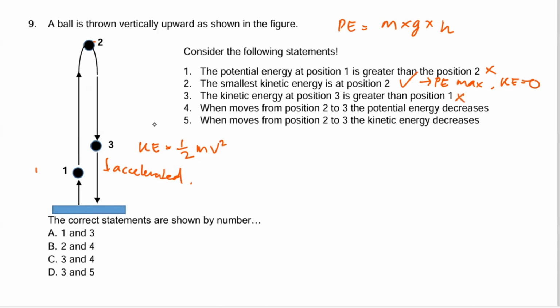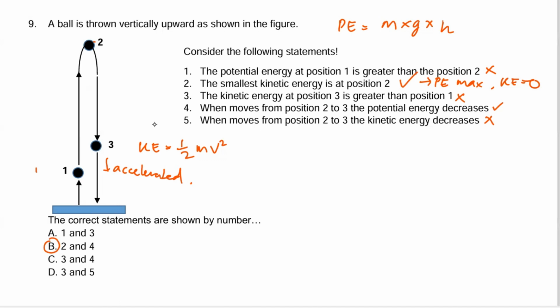So this is wrong. Then, when moving from position 2 to 3, the potential energy is decreased. Yeah, sure, because the potential energy is converted into kinetic energy. And then when moving from position 2 to 3, the kinetic energy is decreased. No, the kinetic energy is actually increased because the potential energy is changed into the kinetic energy. Okay, so the answer is 2 and 4. So it's B. That's question number 9.